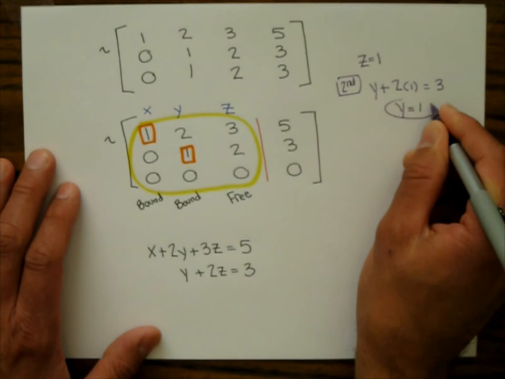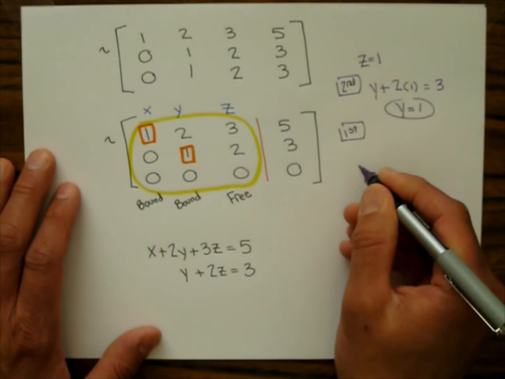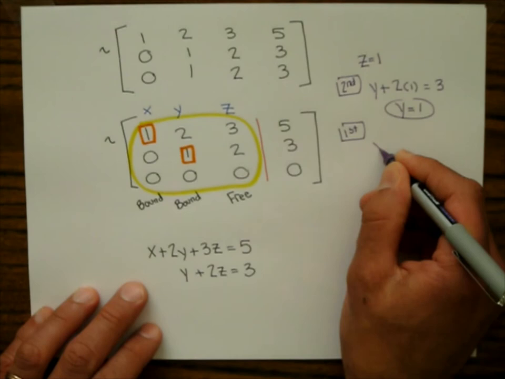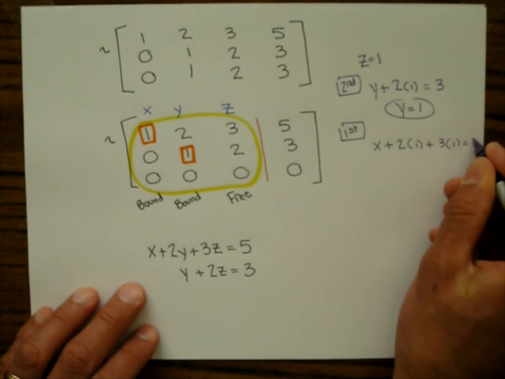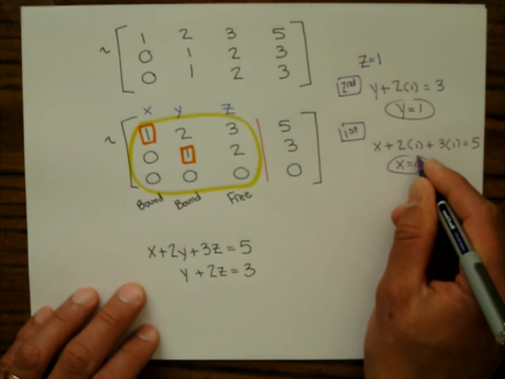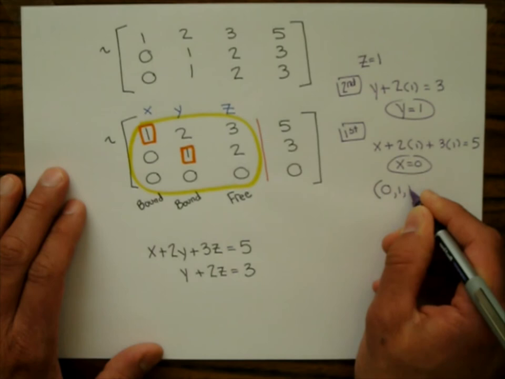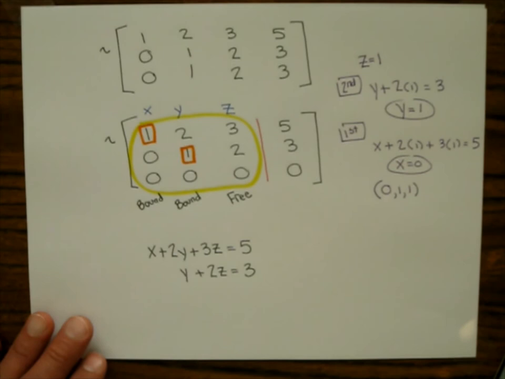But okay, then the first equation would give me, it would really be funny if this one was also going to be 1, X plus 2 times 1 plus 3 times 1. I'm going ahead and writing out this equation with Y equals 1 and Z equals 1. This equals 5. And actually, it's X plus 5 equals 5. So actually, X equals 0. So one of the solutions here is 0, 1, 1. And that solution would satisfy the system.